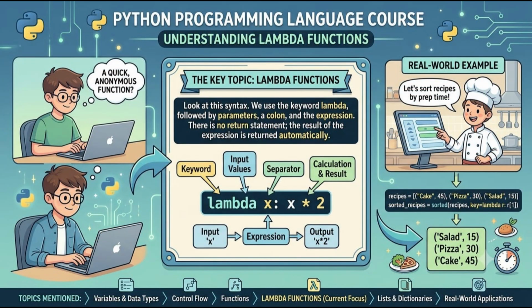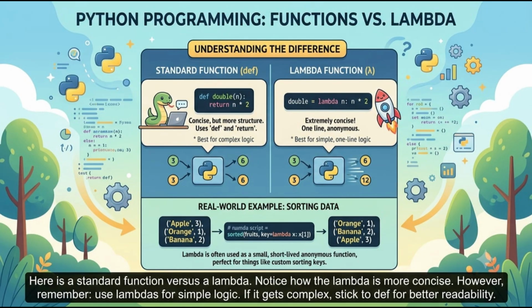Look at this syntax. We use the keyword lambda, followed by parameters, a colon, and the expression. There is no return statement. The result of the expression is returned automatically. Here is a standard function versus a lambda. Notice how the lambda is more concise. However, remember, use lambdas for simple logic. If it gets complex, stick to def for better readability.